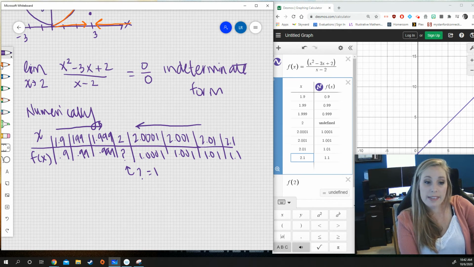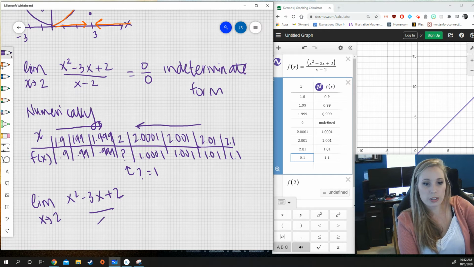And that is what the limit of x squared minus 3x plus 2 over x minus 2, as x approaches 2, equals 1.